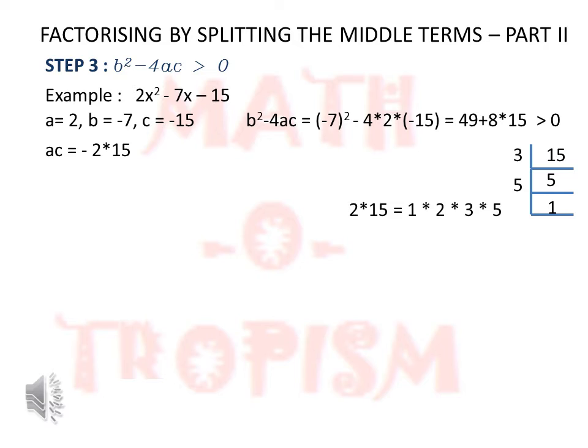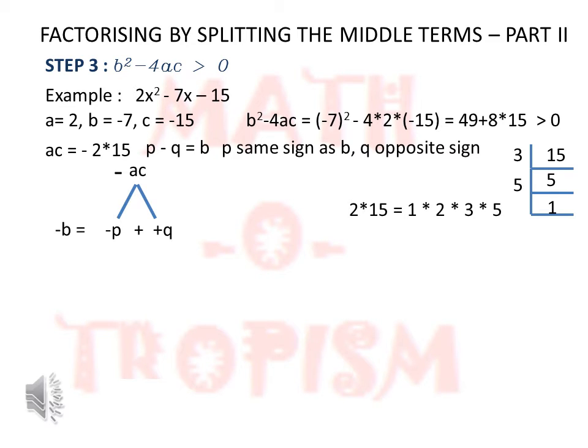Now my AC is negative and B is also negative. So since AC is negative, P minus Q should give me B, and P will have minus sign, Q will have plus sign. So minus 2 into 15, now I have to split. When I am taking 2 into 15, first I will consider 2 and 15 as the two factors P and Q. What happens? P minus Q is 15 minus 2, it is coming as 13, which is not possible. So I go to the next one.